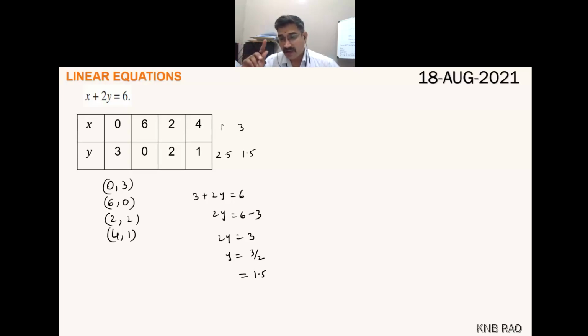Sir, you can explain once again. Sir, if x is equal to 10, then y will be minus 2. Yes, correct. You are right. Sir, x is equal to 5 and y is equal to 0.5. Correct. See, there are so many solutions that you can find. Infinitely many you can find. x is equal to 8 and y is equal to minus 1.